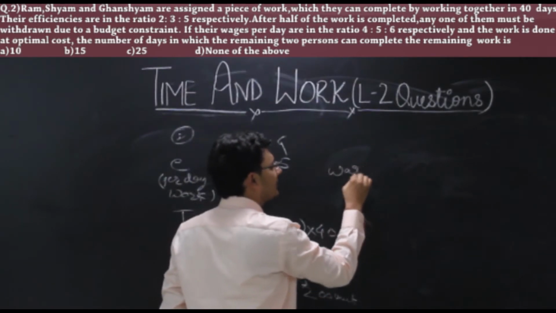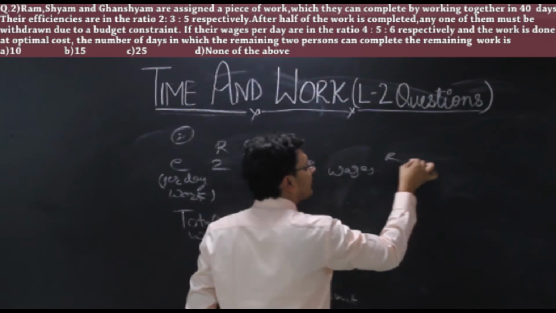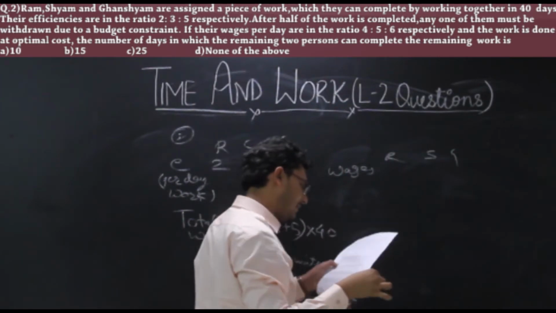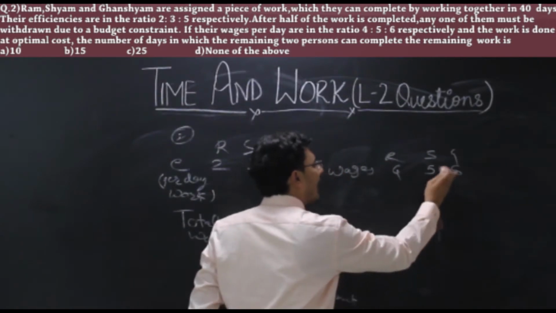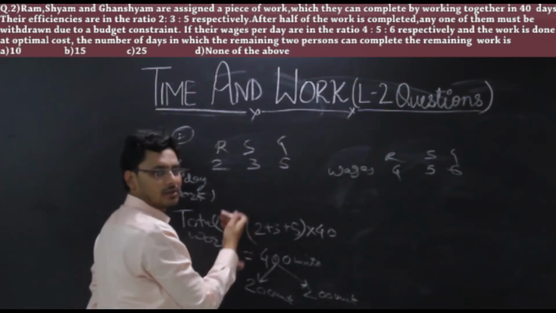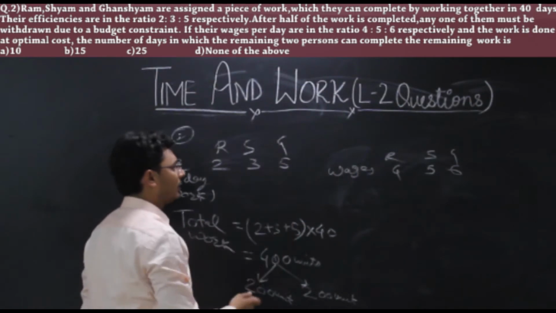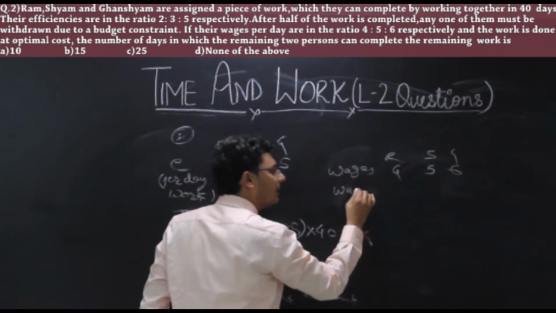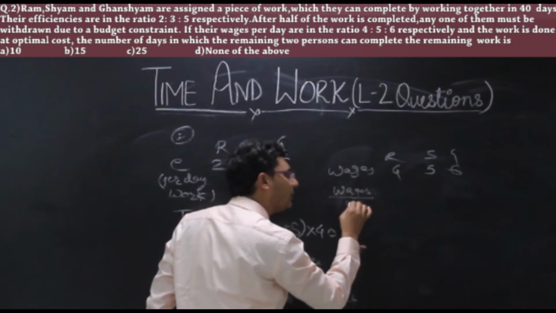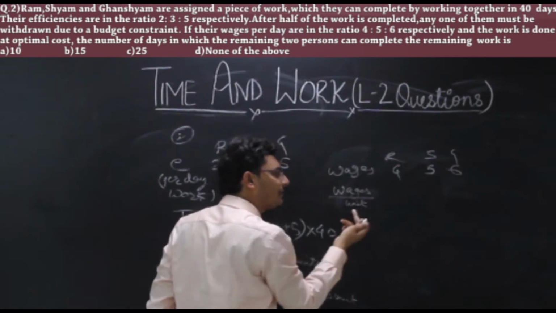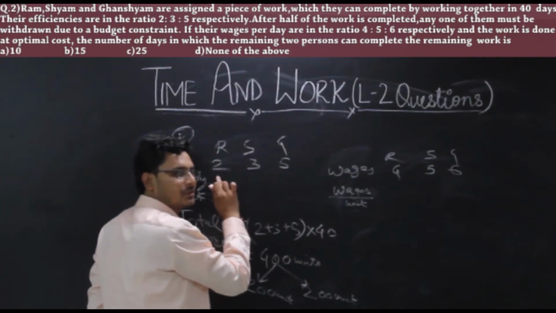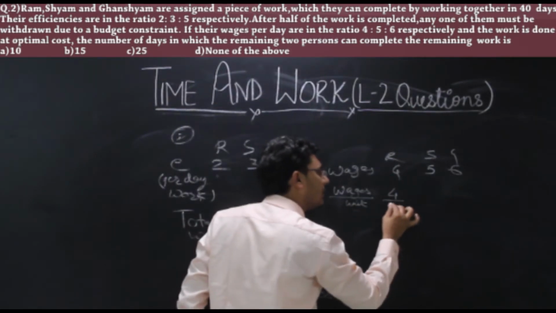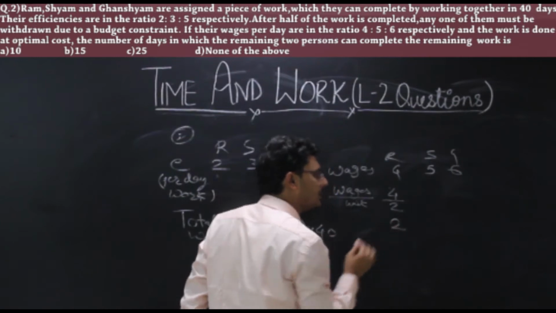So what he has given is that the wages per day of Ram, Sham and Ghanshyam are in the ratio 4:5:6. As per day they are doing different work, so I cannot compare directly. So what I'll do is take out their wages or rate per unit. Who charges how much per unit of work? So Ram charges 4 rupees for 2 units of work. That means his per unit work rate will be 2 rupees.